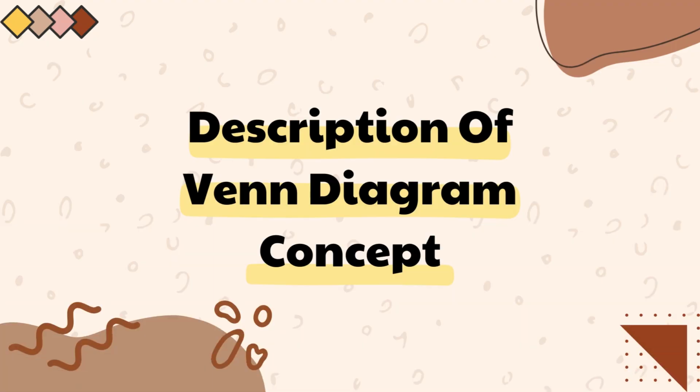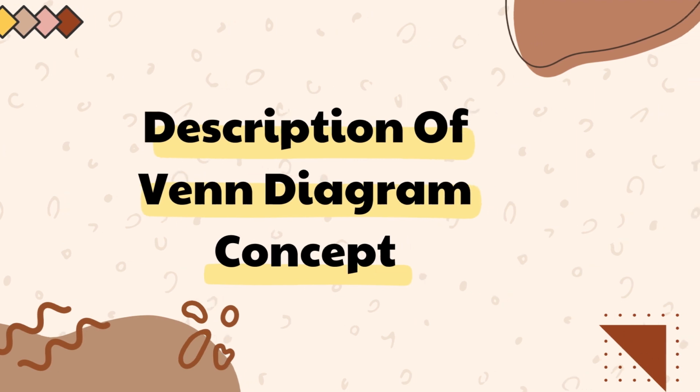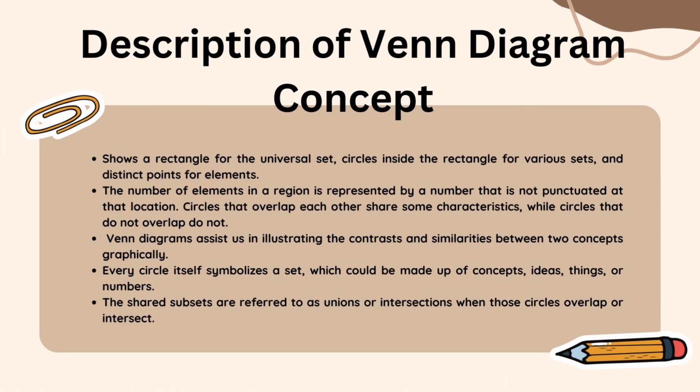Okay, so I will explain the description of the Venn diagram concept. In a Venn diagram, there is a rectangle for the universal set, circles inside the rectangle for various sets, and distinct points for elements. The number of elements in a region is represented by a number at that location. Circles that overlap each other share the same characteristic, while circles that do not overlap do not share the same characteristic.